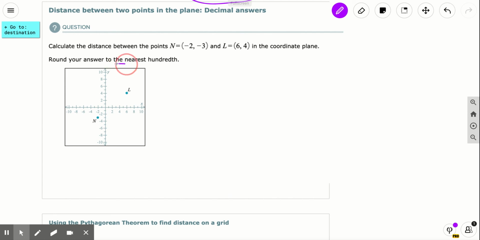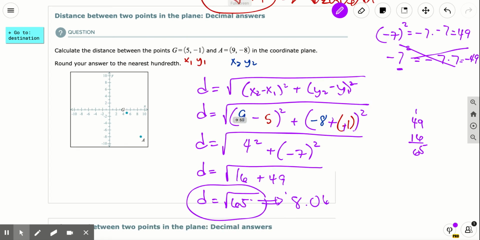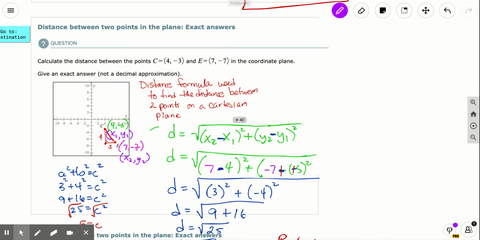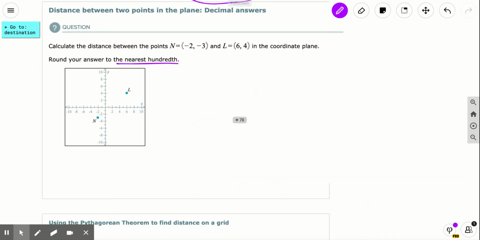Again, it's nearest hundredth. Okay, let me just check something really quick. I'm going to go back. That was nearest hundredth. That was an exact answer. This was an exact answer. Oh, but it worked out to be a nice one. I was like, I know I picked 2 exact answers.